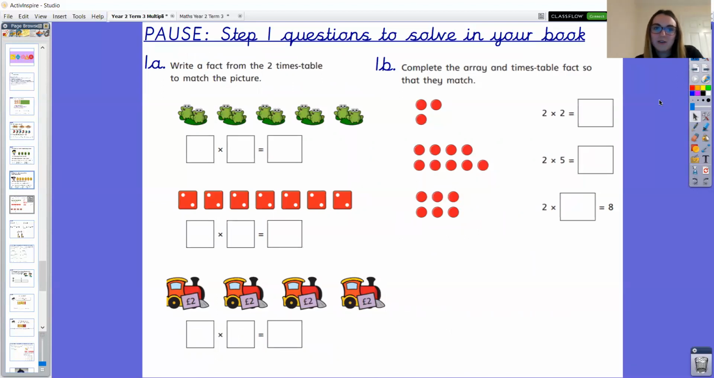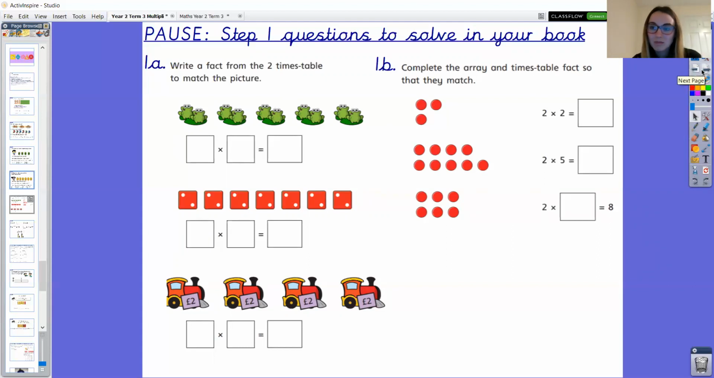Okay, on your screen now, you can see some step 1 questions to solve in your book. On 1A, it says write a fact from the 2 times table to match the picture. And on 1B, it says complete the array. So that will mean drawing the array in your book and finishing it off using 1 counter per square. So complete the array and times table facts so that they match. Have fun, Year 2.